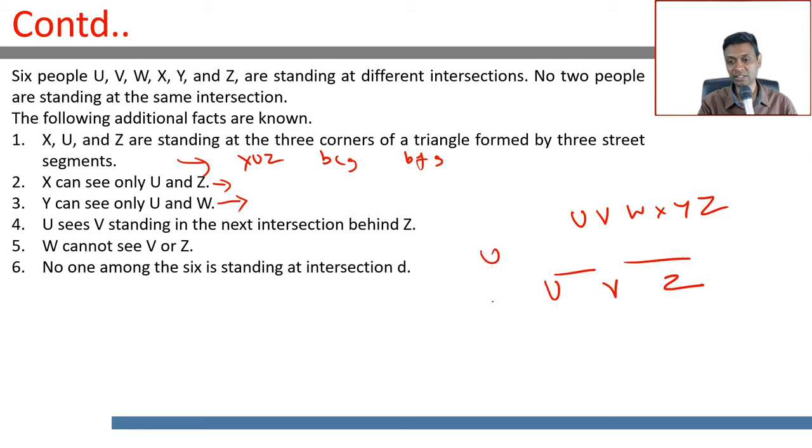Either like this or like this. Vertical or horizontal. It could be left to right, top to bottom, right to left. Doesn't matter. U, V, Z is a straight line. W cannot see V or Z. I'm not going to work with this, because this is a negative constraint. You know who he can't see. No one among the six is standing at intersection D. So D we can rule out.